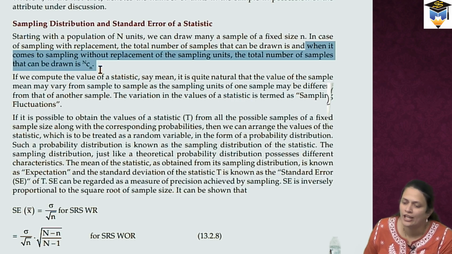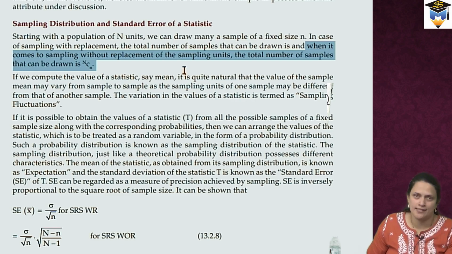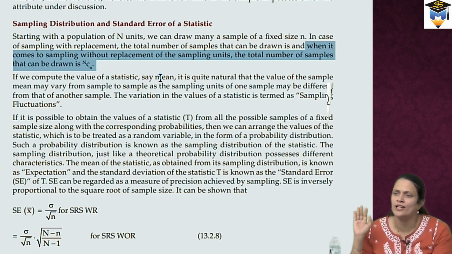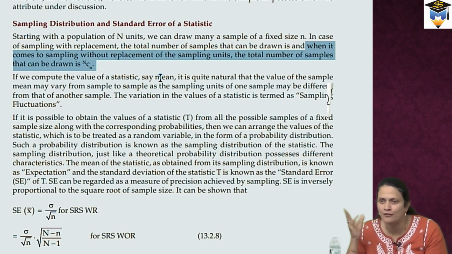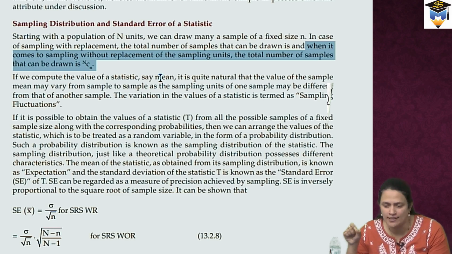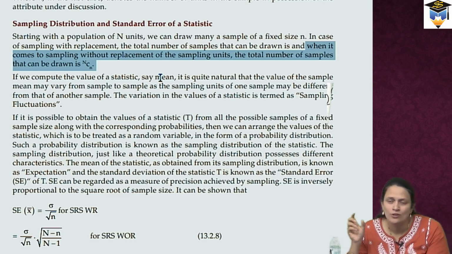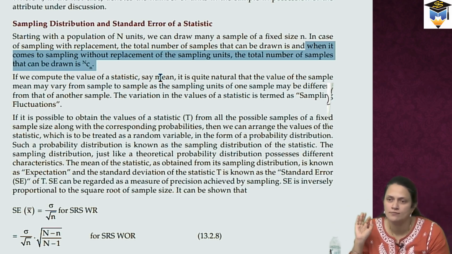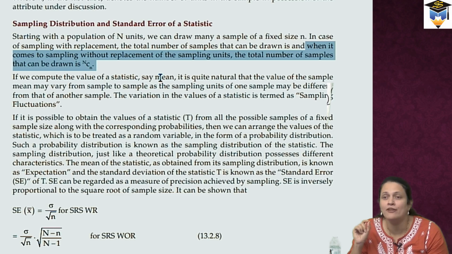Then write down, if we compute the value of a statistic, say mean. Do you know what is a mean? Mean is average of two numbers. So if we compute the value of a statistic, say mean, so that mean value, will it be the same as the original values? No, but it is going to be somewhat near the original values, okay? So this is called as sampling fluctuation.